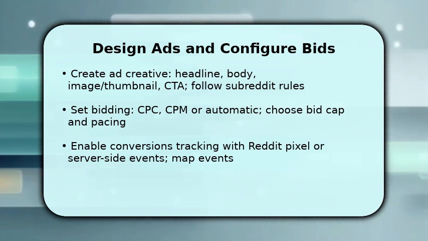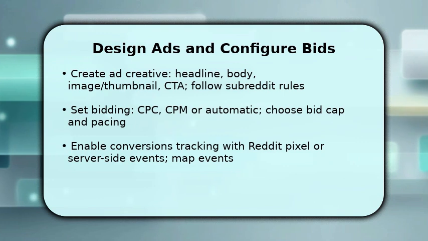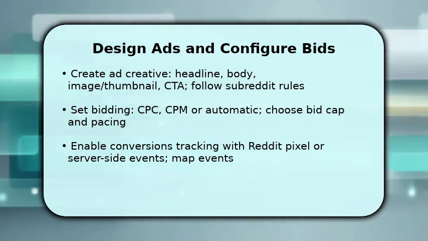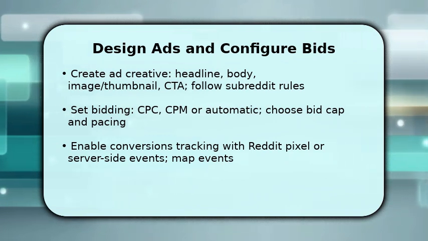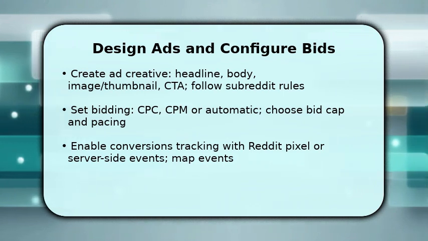Next, choose a bidding strategy: manual CPC or CPM, or let Reddit automate bids. Then set a realistic bid cap to control costs. Install the Reddit pixel or configure server-side events so you can track purchases and conversions. Once tracking fires correctly, you can compare creative and bid performance.